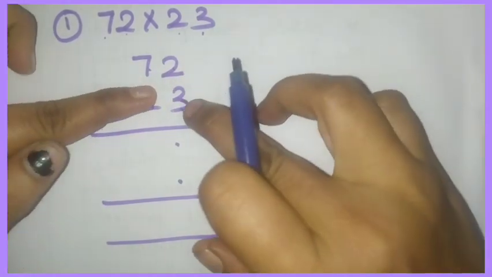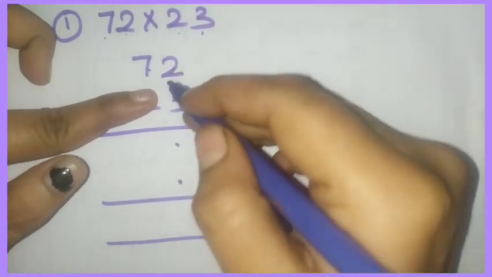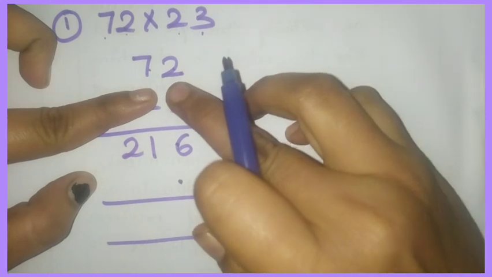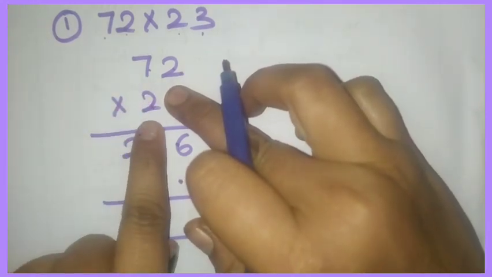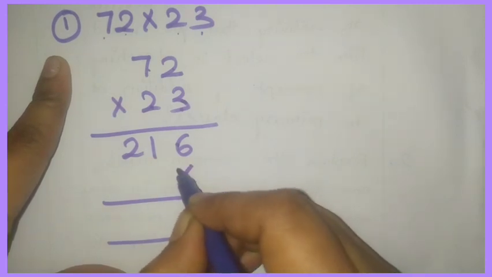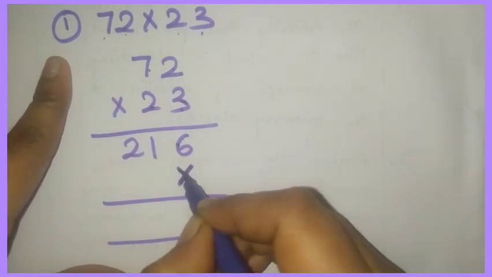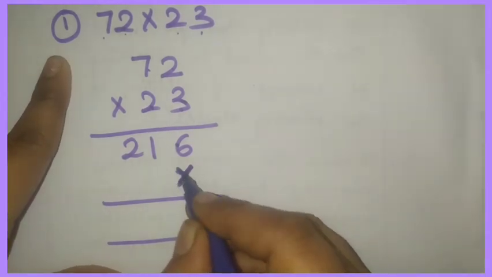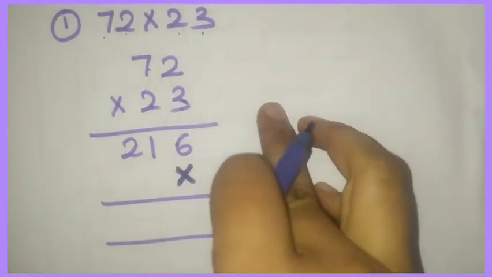Look, first we will multiply with 3. 3 2s are 6. 3 7s are 21. Now when we are multiplying the digit in the tens place, we have to leave the ones place. We can keep a cross or we can keep 0 also.